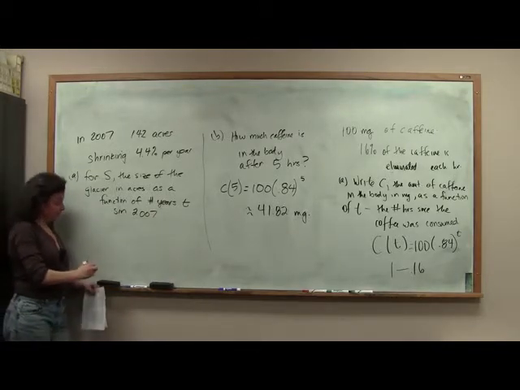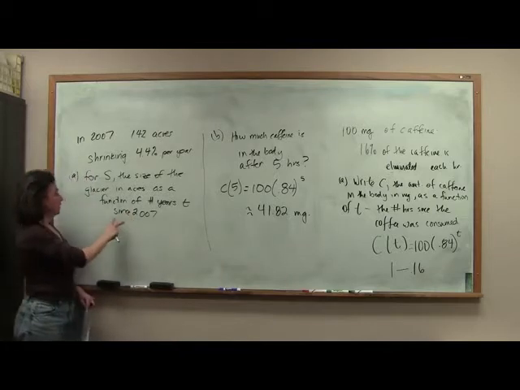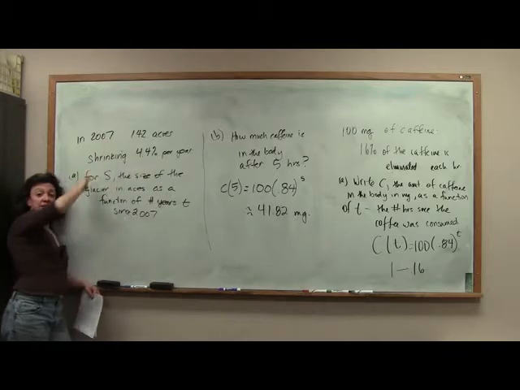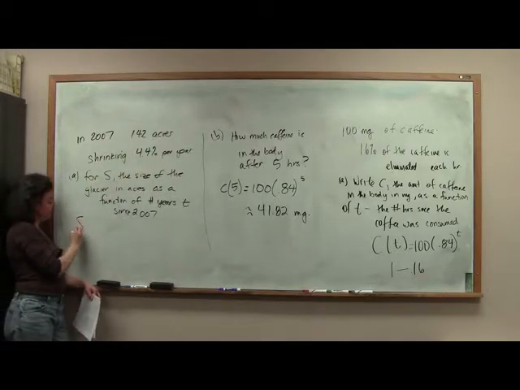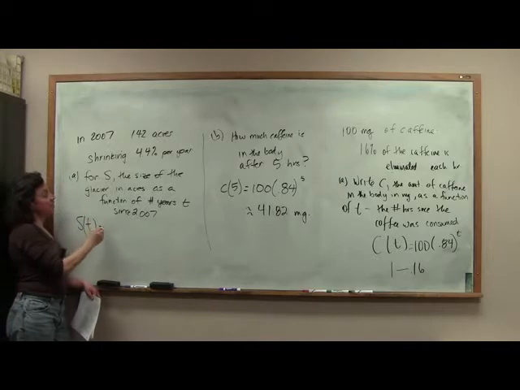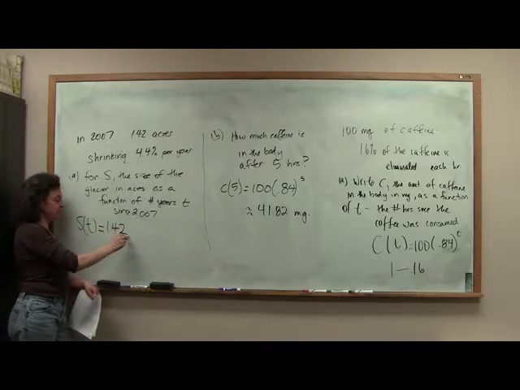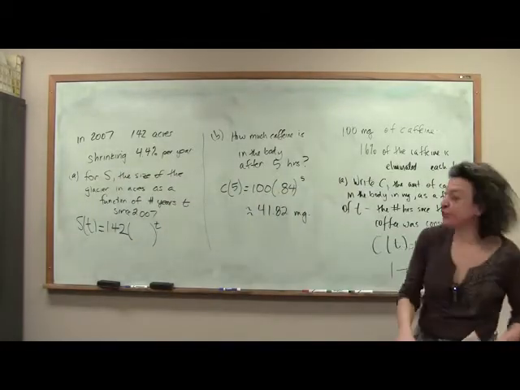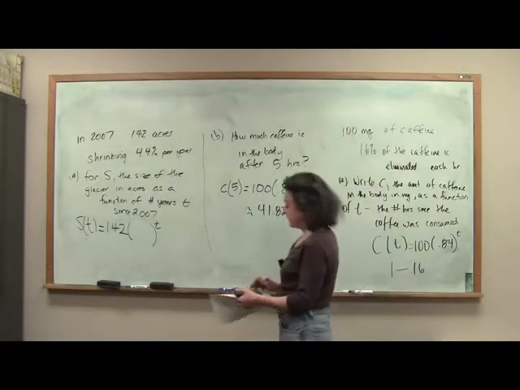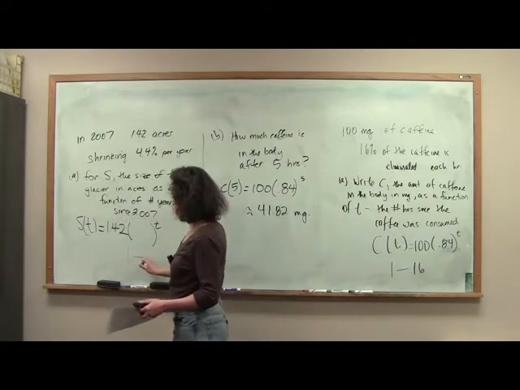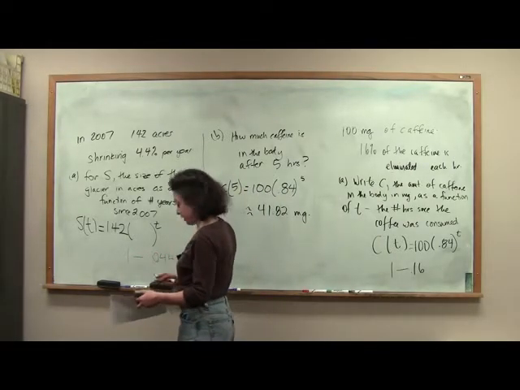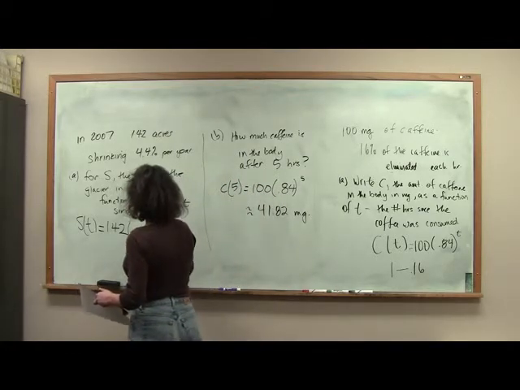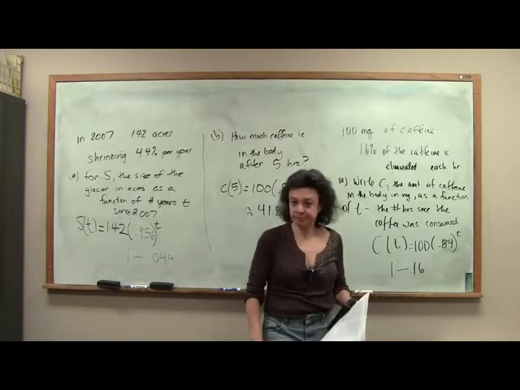In other words, what we're doing is we're letting the size in 2007 be our initial value. So what's my initial size? 142 acres. I know this is an exponential function. And since it's shrinking, we're going to take 1 minus 0.044. And we're going to get 0.956.